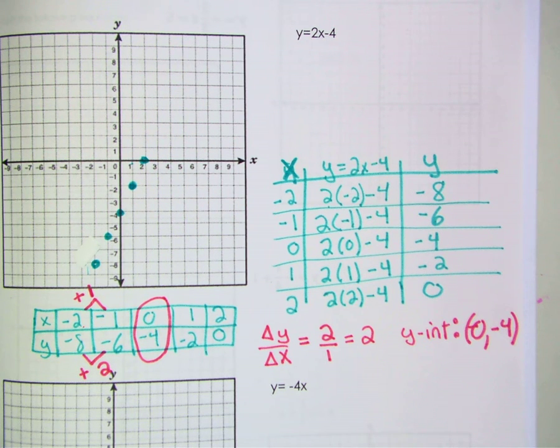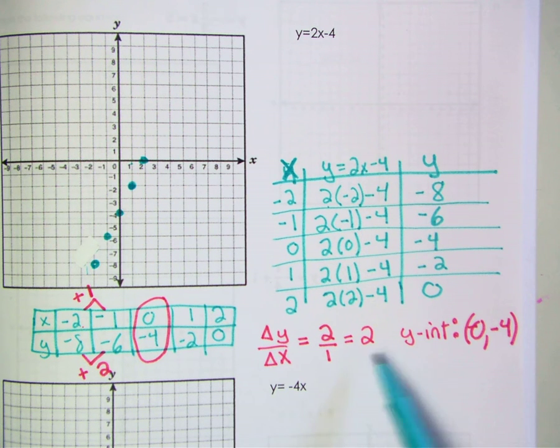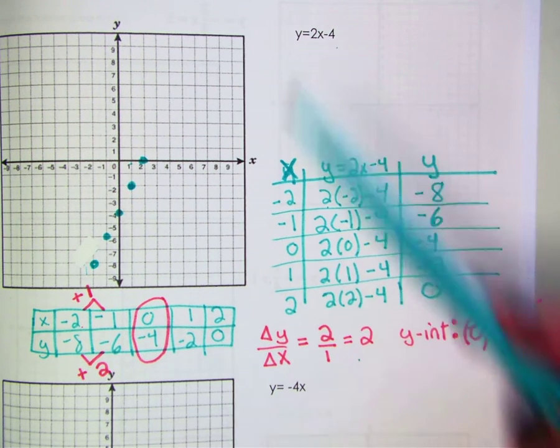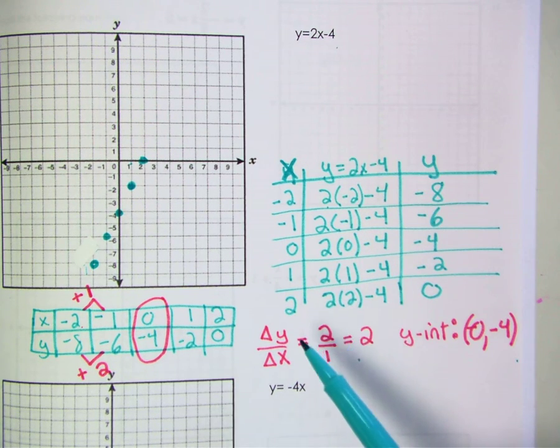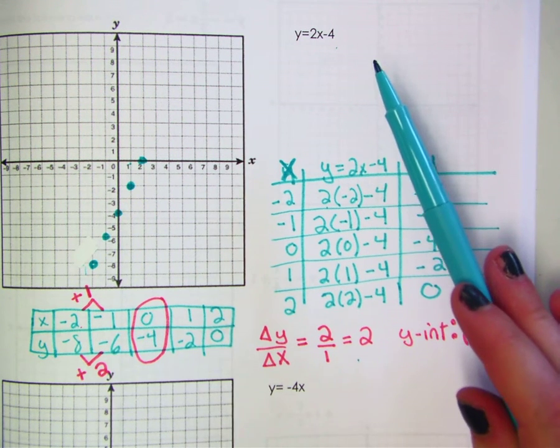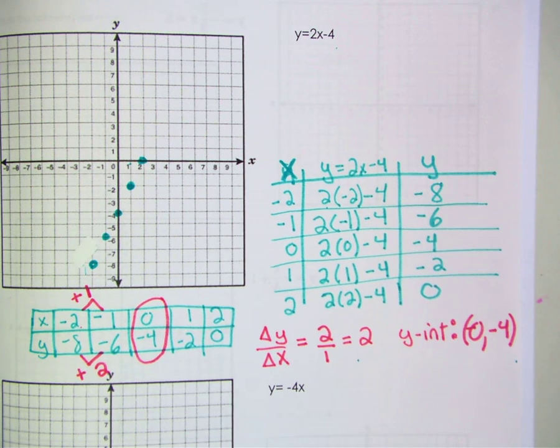What I want you to do is look at what we found over here, our slope and our y-intercept, and I want you to look at your equation. Is there anything you notice between what I found down here and what I found up here? Take a minute, pause the video, see if you notice anything.